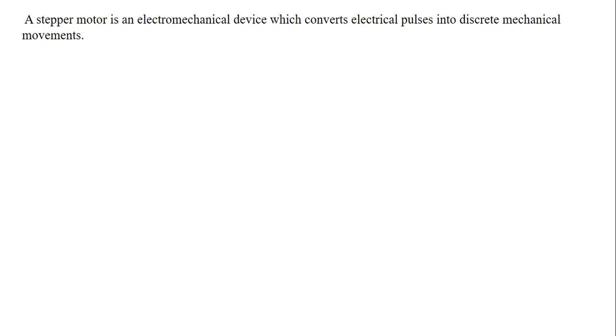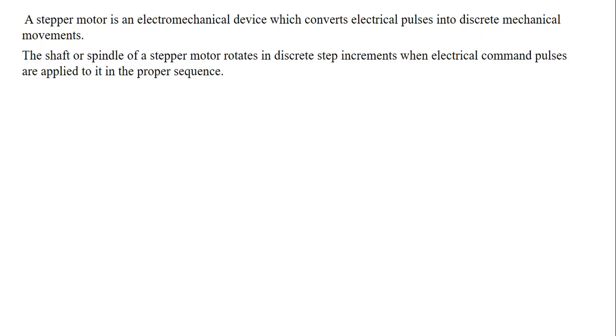The stepper motor is an electromechanical device which converts electrical pulses into discrete mechanical movement. The motor rotation has a direct relationship to these applied input pulses. The shaft or spindle of a stepper motor rotates in discrete step increments when electrical command pulses are applied to it in the proper sequence. This sequence we have to send through the microcontroller.